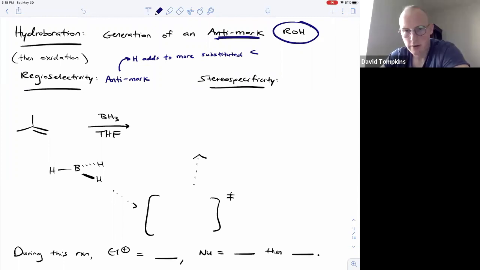And it is stereospecific for a syn addition, because as we will see, this is a concerted reaction in which boron and hydride add across the double bond at the same time, and therefore syn, or from the same face.